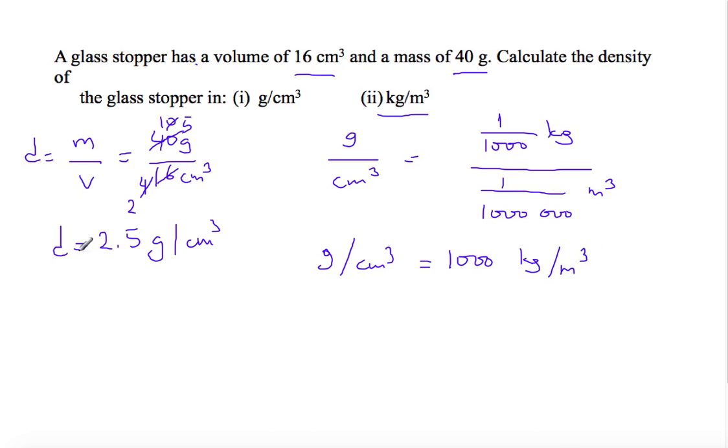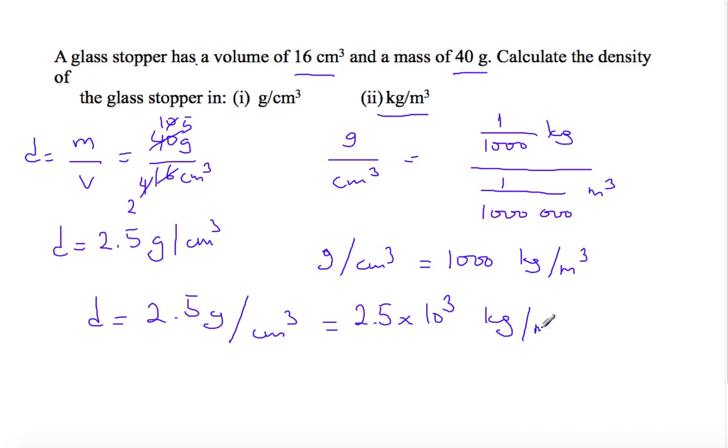So if density equals 2.5 gram per centimeter cubed, if we need to convert it to kilogram per meter cubed, we multiply it by 1000. 1000 times 2.5, we can write it in scientific notation as we learned before: 2.5 times 10 to the 3 kilogram per meter cubed.